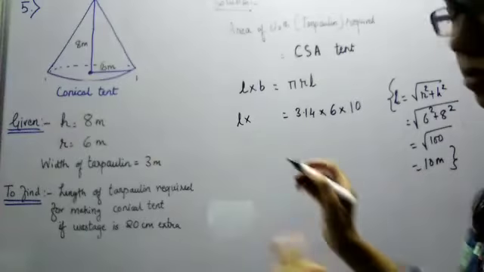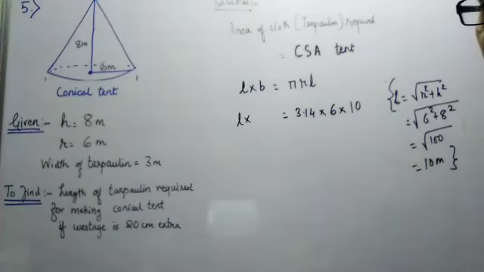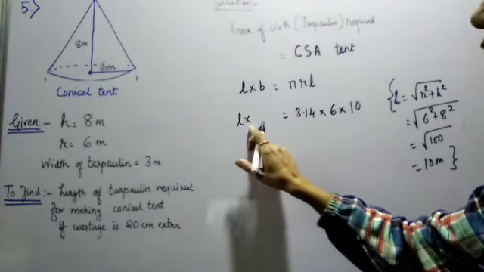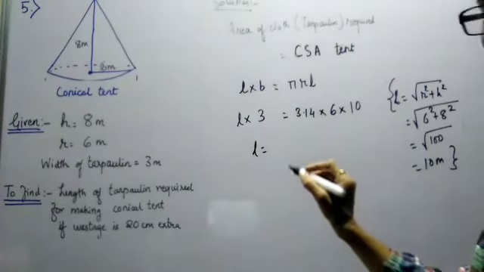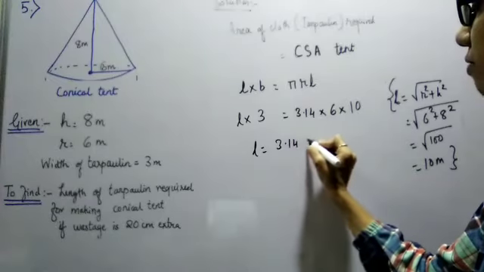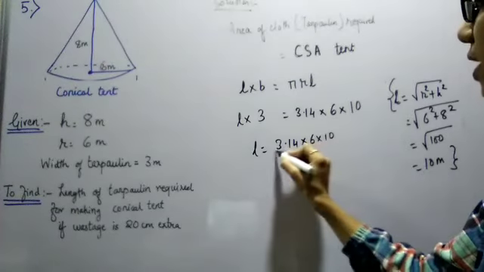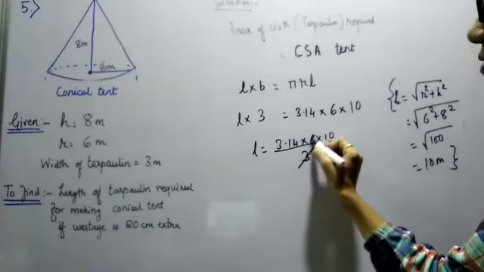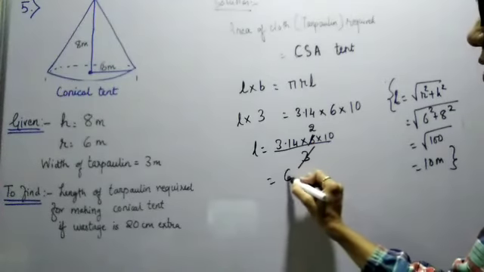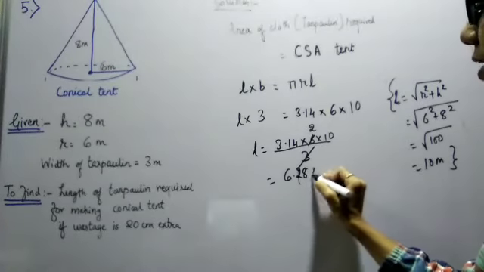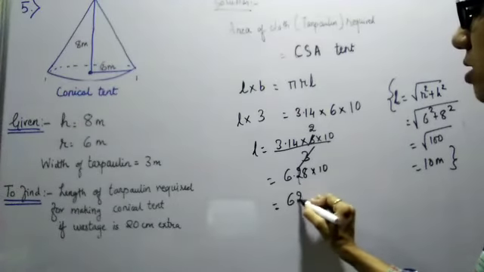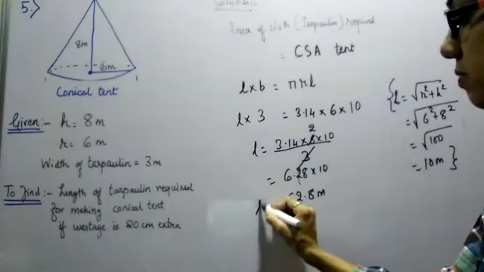The length of the tarpaulin which is required, that we don't know right now, but we know the breadth, which is 3. So length is nothing but 3.14 into 6 into 10 by 3. 3 ones are 3, 3 twos are 6. It is 6.28 into 10, which can be written as 62.8 meters.